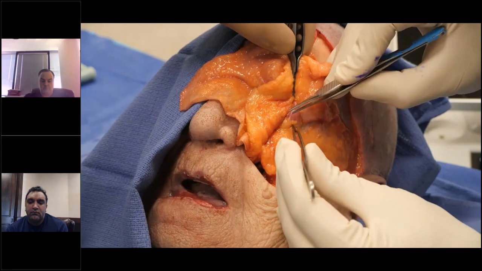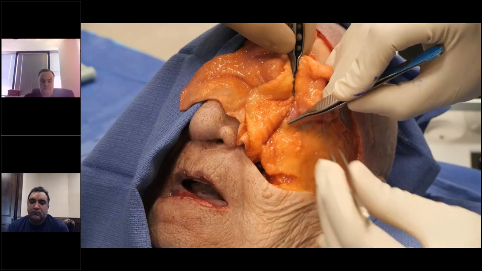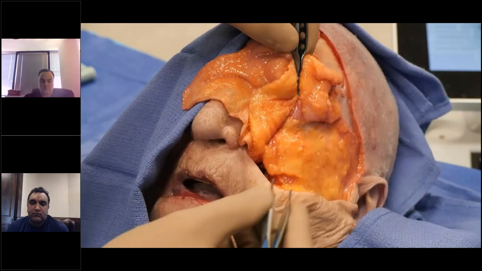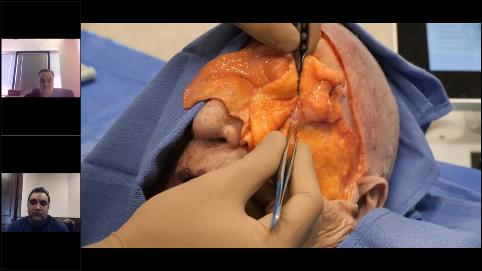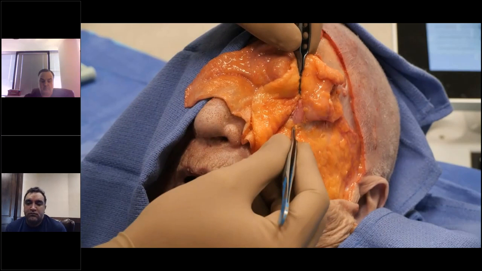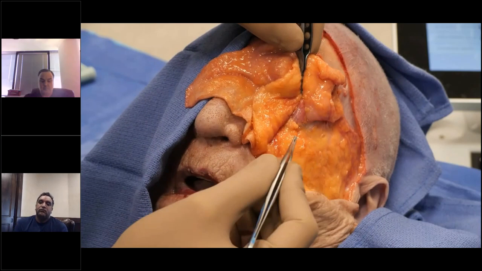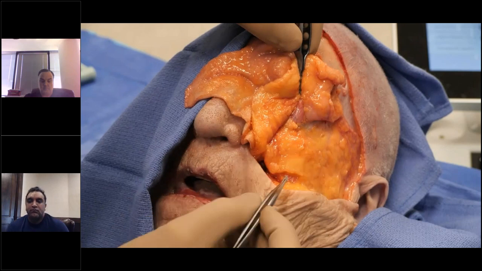And you can kind of see through that there is where the fat is beginning to herniate through. And our goal with the AccuTite is to go submuscular. That's in a safe plane. That's where you'll inject your tumescent or local anesthesia.